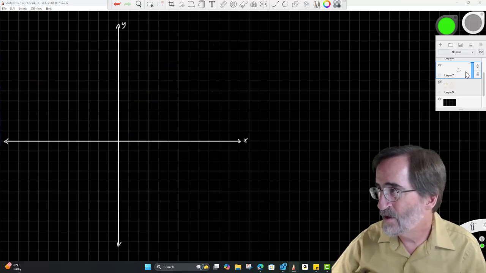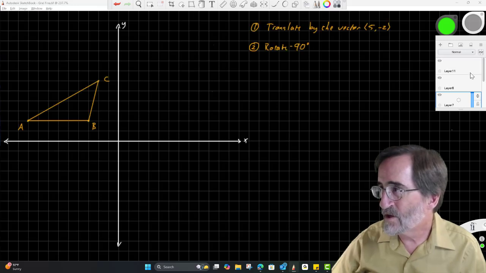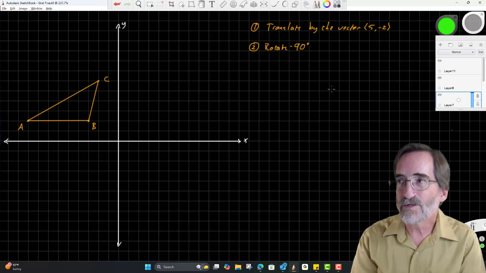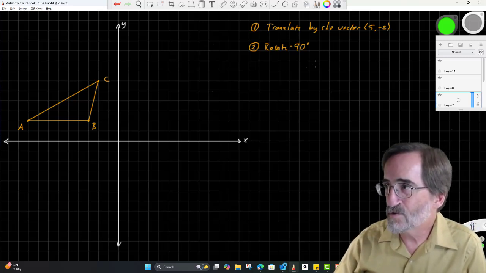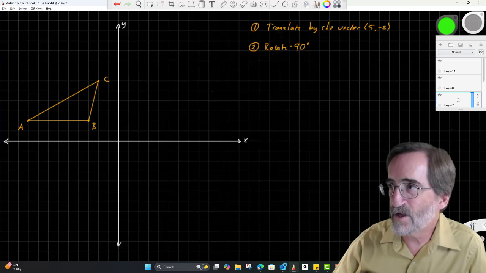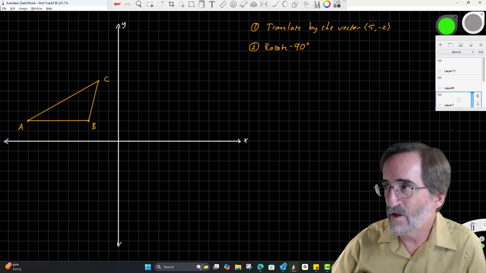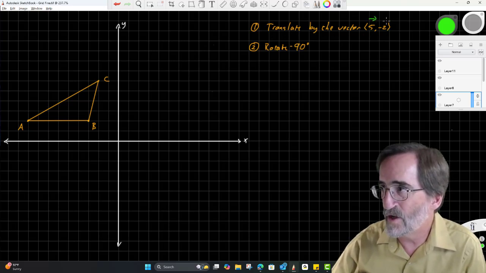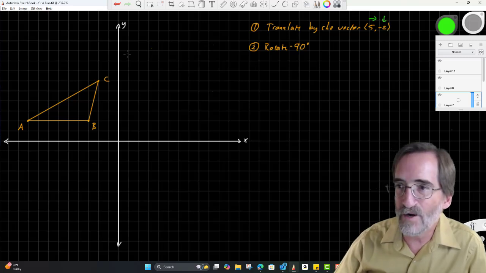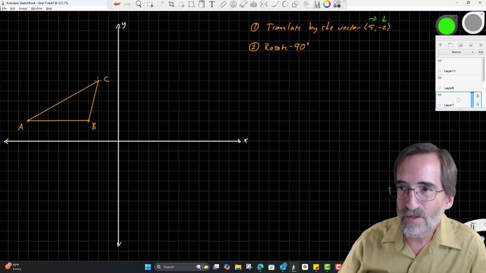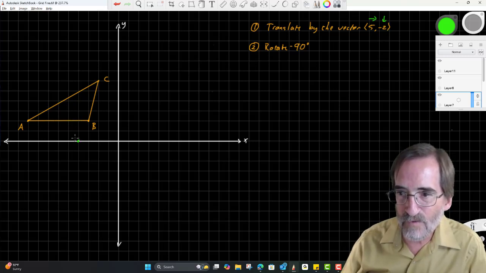Okay. So let's go bring back our drawing here. All right, so let's see if we can do this. I'm going to use green here to translate by the vector 5, negative 2. 5 is 5 to the right. Negative 2 is 2 down. So I'm going to go from A, 5 to the right, 1, 2, 3, 4, 5, and down 2. There's A prime, the image of A.